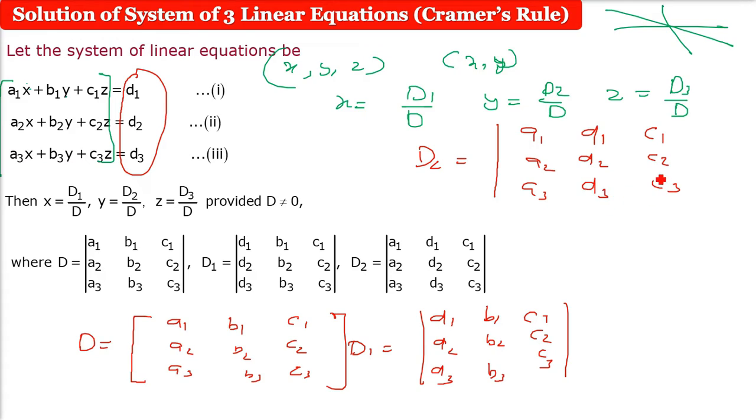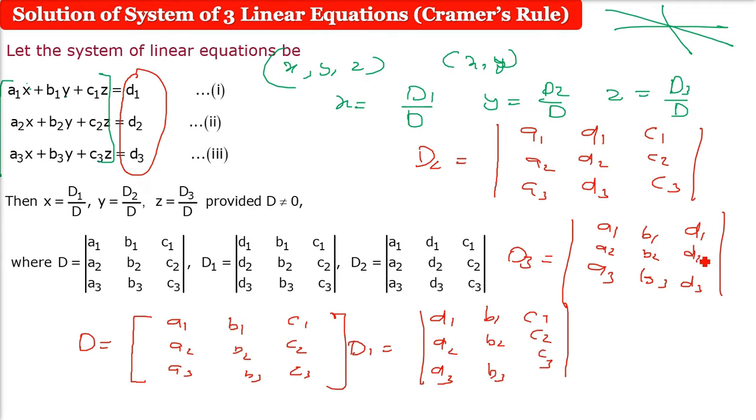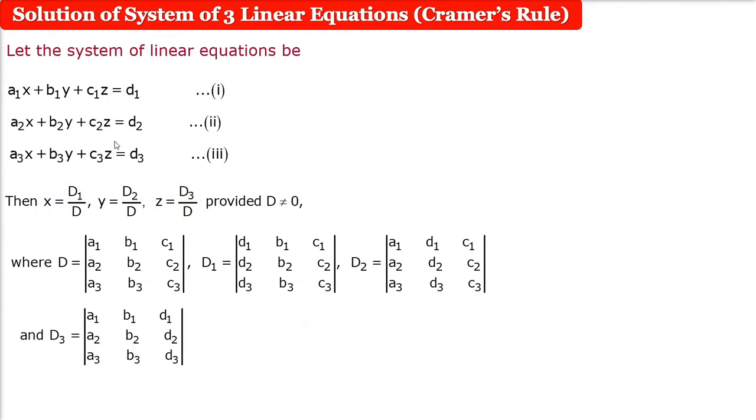Now, the same thing we have to do for D3 also. That is, in D, we are now targeting the z. D3 will be used for z. So A1, A2, A3, B1, B2, B3 remain the same here. But the third column has to be replaced by d1, d2, d3. I hope you got the idea. So x is D1 by D, y will be D2 by D, and z will be D3 by D. So this is how all values can be computed.